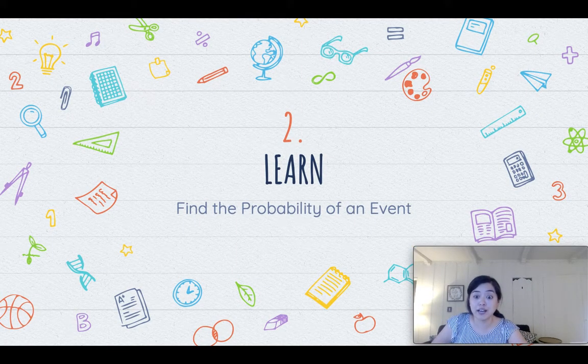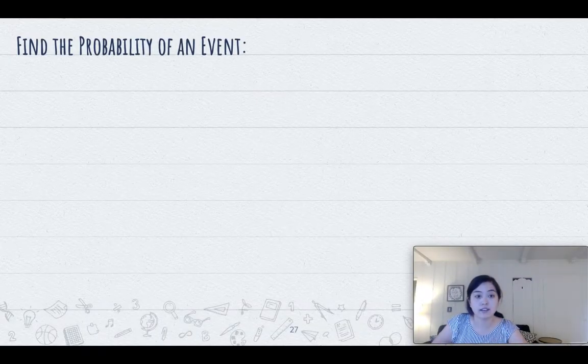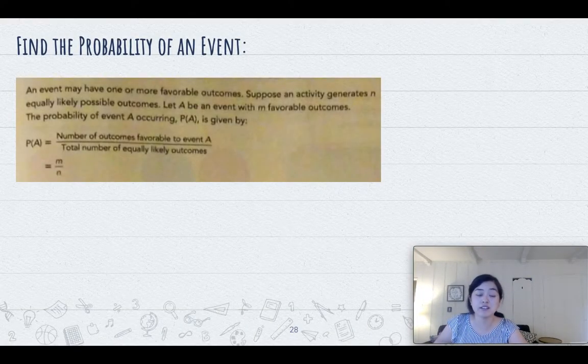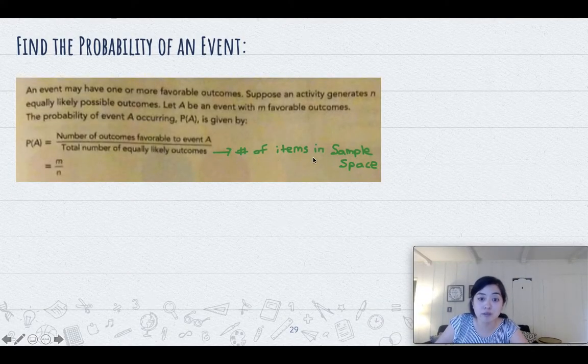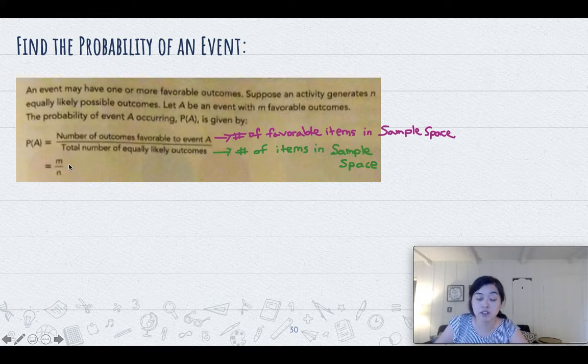Let's learn how to find the probability of an event. To find the probability of an event, we're going to let A stand for that specific event, and we're going to write it as a fraction, where the numerator is the number of outcomes favorable to event A, and the denominator is the total number of equally likely outcomes. In other words, the denominator is the number of items in the sample space, and the numerator is the number of favorable items in the sample space.